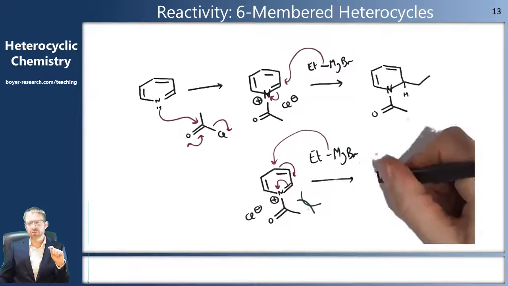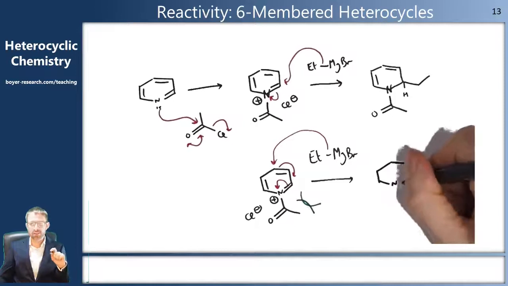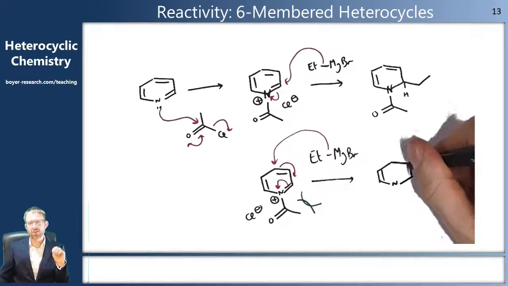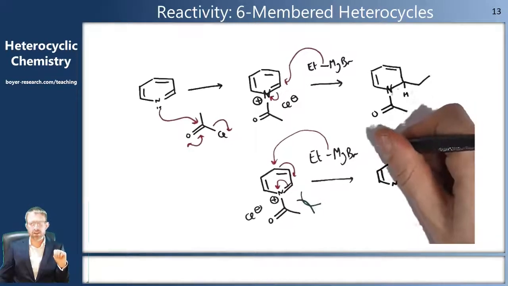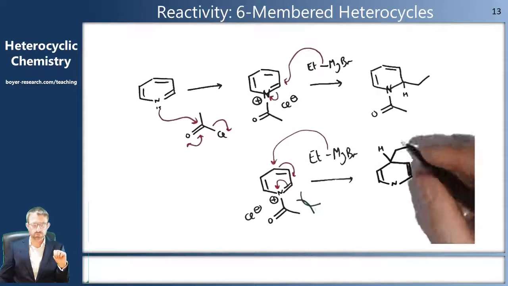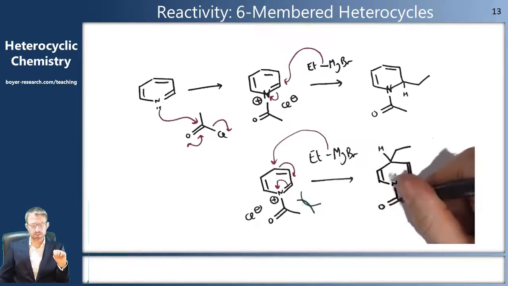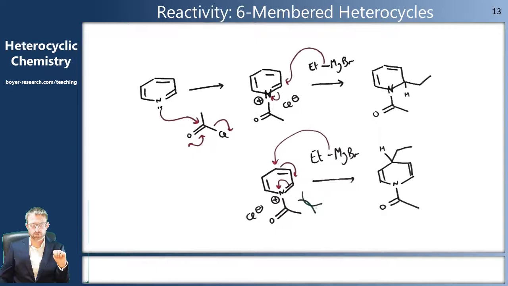So the electrons still move around the ring to quench that positive charge on the pyridinium species, but this time we end up with our 4 substituted product. And by increasing the size of that ester group, we can change that ratio further.